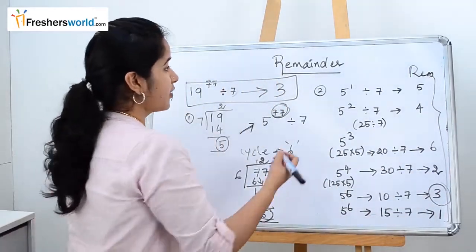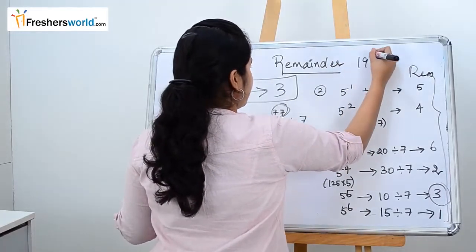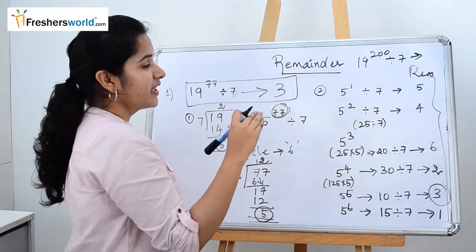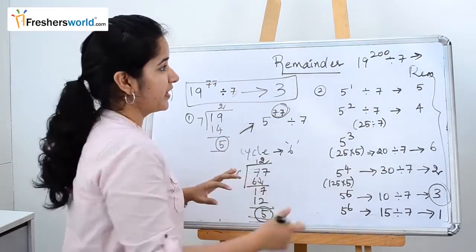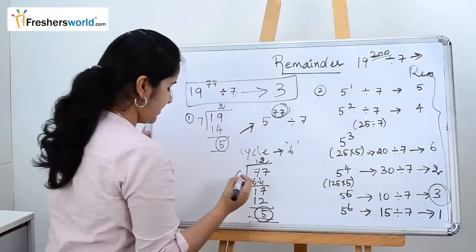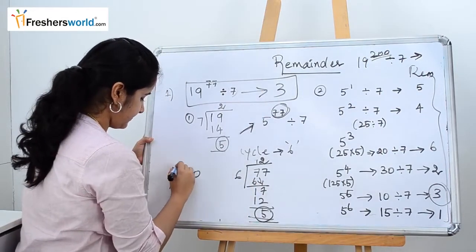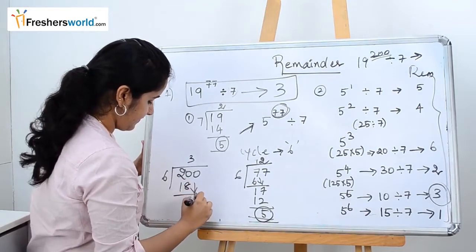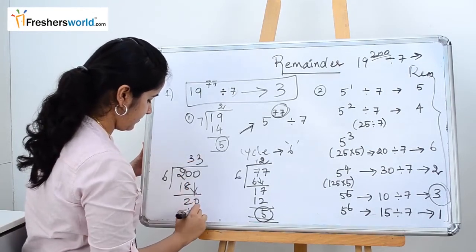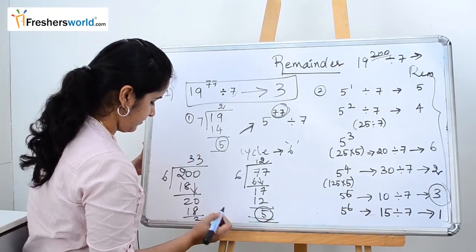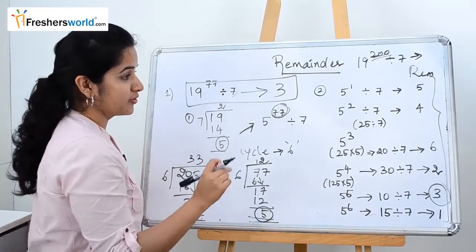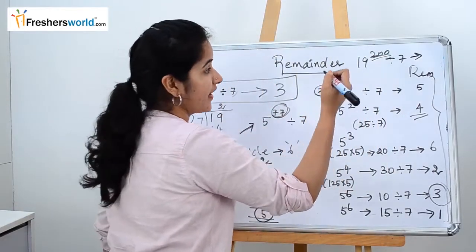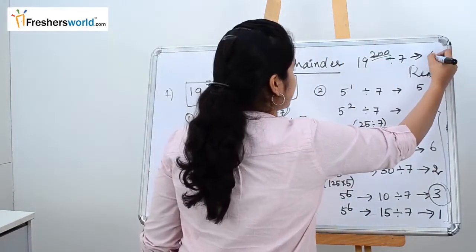Let's say they give you a similar question: 19 power 200 divided by 7. How to find the answer? Here we already know the value of everything. So 200 divided by 6. 6 3s are 18, and the remainder is 2. So the second term is 4. So for 19 power 200 divided by 7, the remainder is 4.